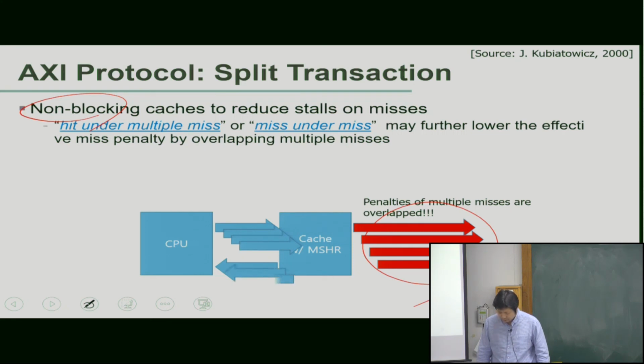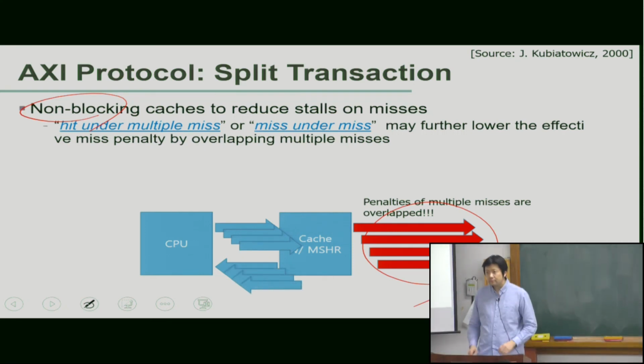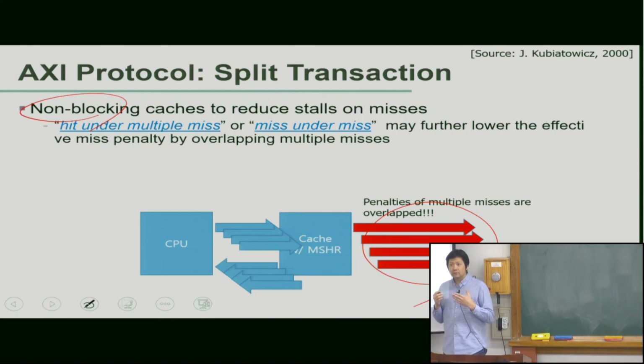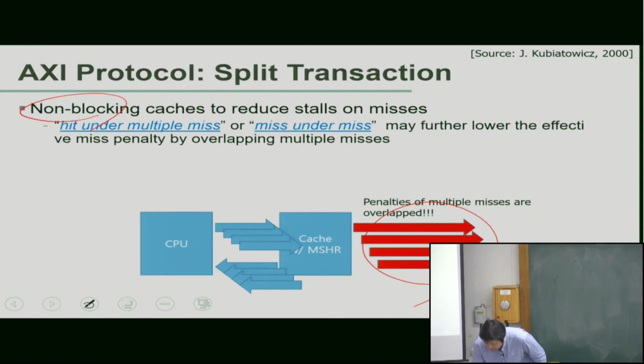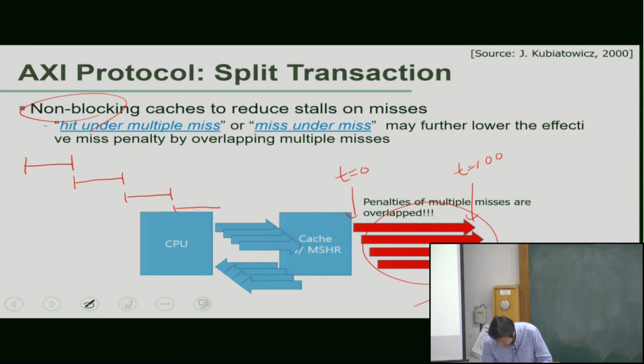So here, first one, second one, third one, fourth one comes in. If there were no overlapping, let's say this one is requested at time 0, and this one will come back at time 100. Let's say it takes 100 cycles. Then if there's no overlapping, the cache misses will look like this. The first cache miss will take 100 cycles from here to here, and the second request will take another 100 cycles from here to here. The third request will take another 100 cycles from here to here, and the fourth one here to here. That's if there are no multiple outstanding requests.